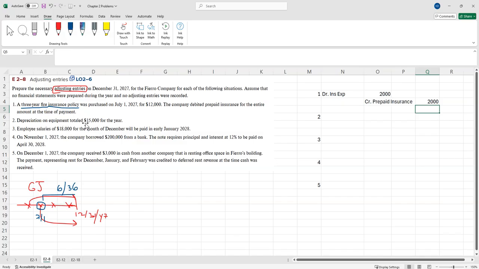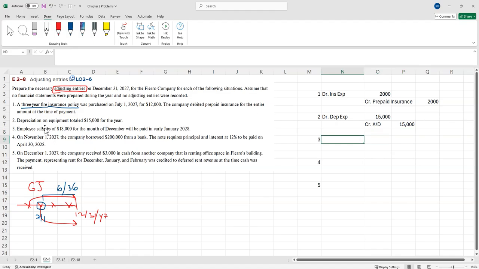Depreciation on equipment totaled $15,000 for the year. So maybe we bought some equipment here. Now we need to accrue the depreciation expense. Again, it's a deferred expense. Nothing too hard here. Debit depreciation expense, and we're going to credit accumulated depreciation, and they give us the math: 15,000. Pretty simple there.